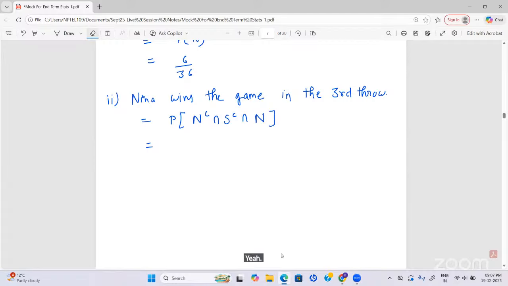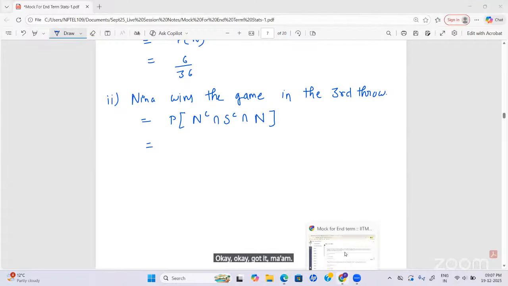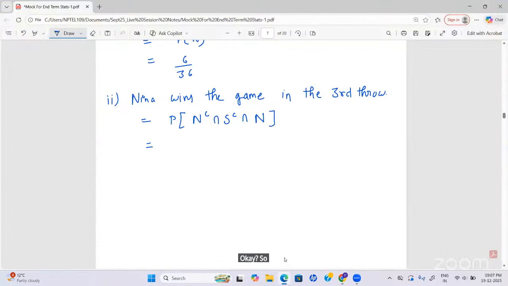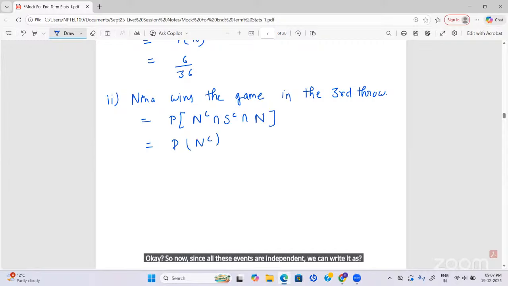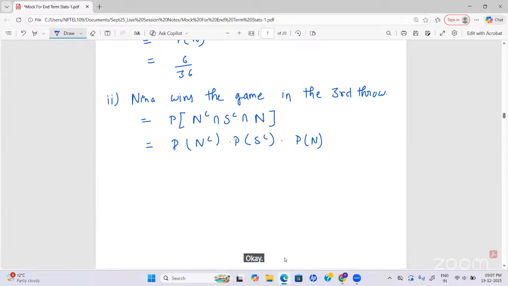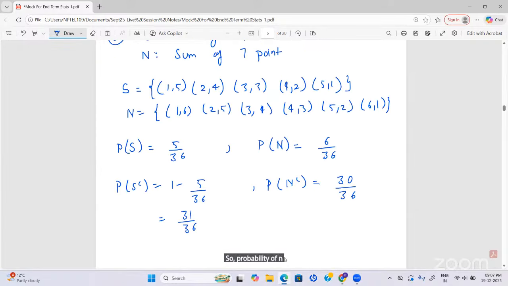It is given that they are playing it independently. So the outcome of the first throw will not affect the outcome of the second throw. Since all these events are independent, we can write it as probability of N complement into probability of S complement into probability of N. Is this clear? Now we know the values of these. Probability of N complement is 30 by 36.